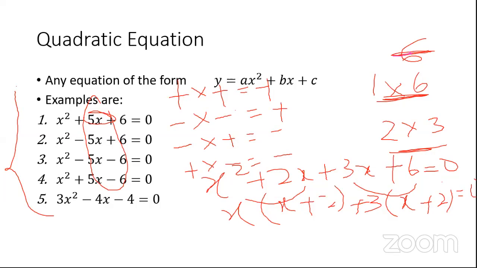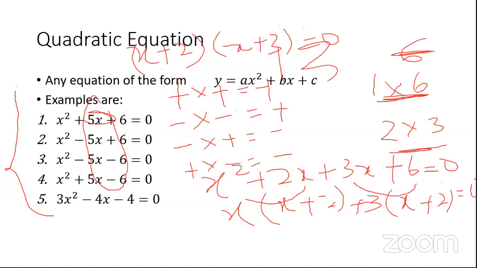So from there, you can see that x plus 2 is common. So bring out the x plus 2 that is common. What do you have left? You have x plus 3 left. x plus 3 equals 0. So as a result, x plus 2 equals 0 or x plus 3 equals 0.